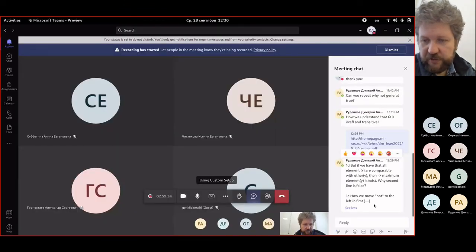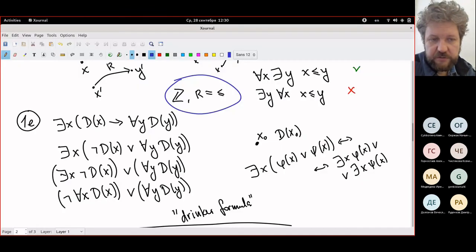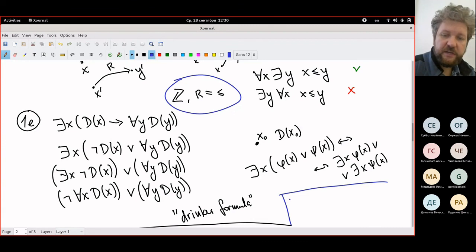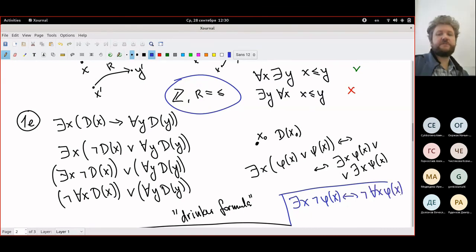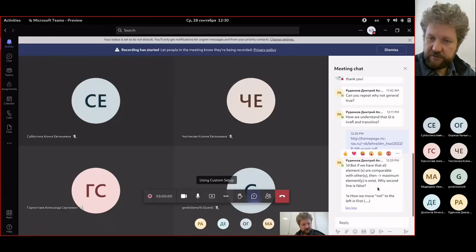And 1E, how do we move the negation to the left on the first? There is a specific law that not exists X, phi of X, is equivalent to for all X, not phi of X. So if there exists an X for which phi is not true, then it's definitely not true that for all X, phi is true. I hope I answered these questions correctly.